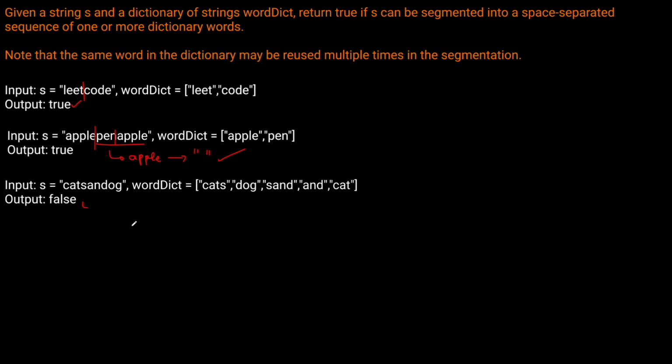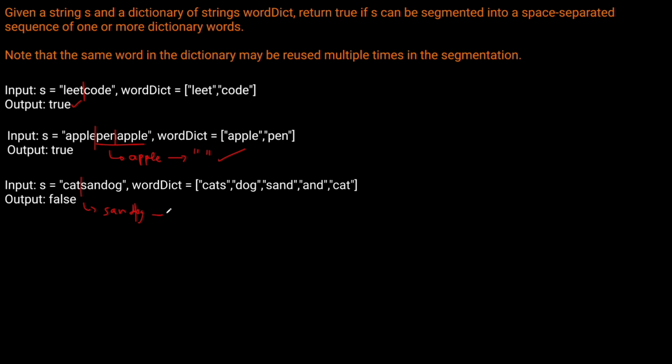Okay, let's go back. Can we split on dog? No, because the word doesn't start with dog. Can we split with sand? No. And no. What about cat? Well, we can split on cat. Let's see what happens. Then we have sand, dog. Okay, cool. Well, can we split this using cats? No, it doesn't start with cats. Can we split this with dog? Doesn't start with dog. Sand. Can we split on sand?